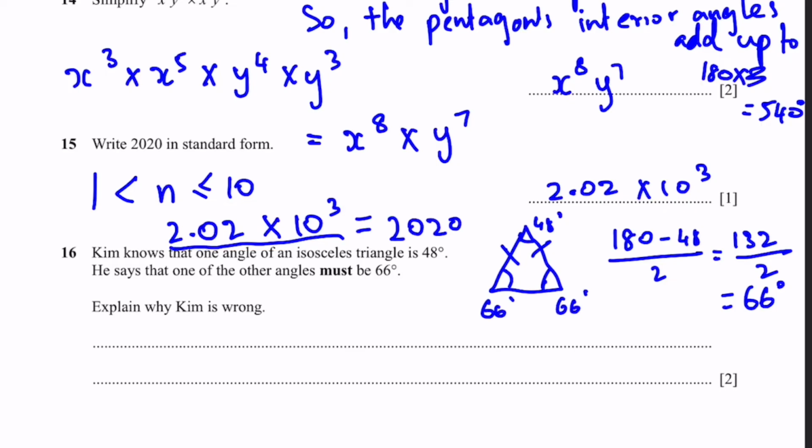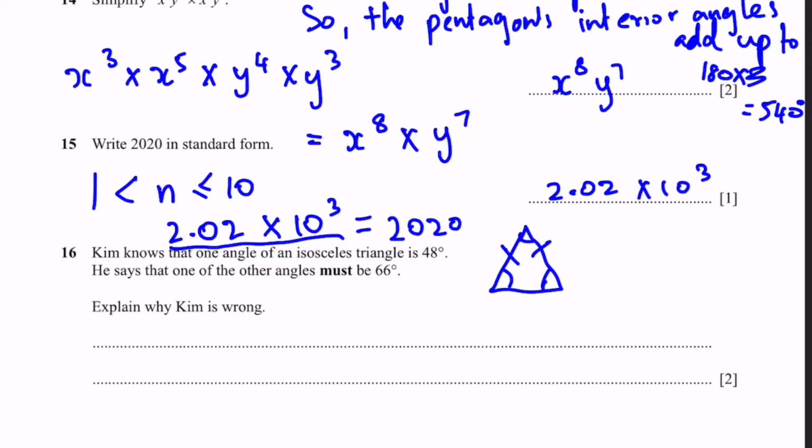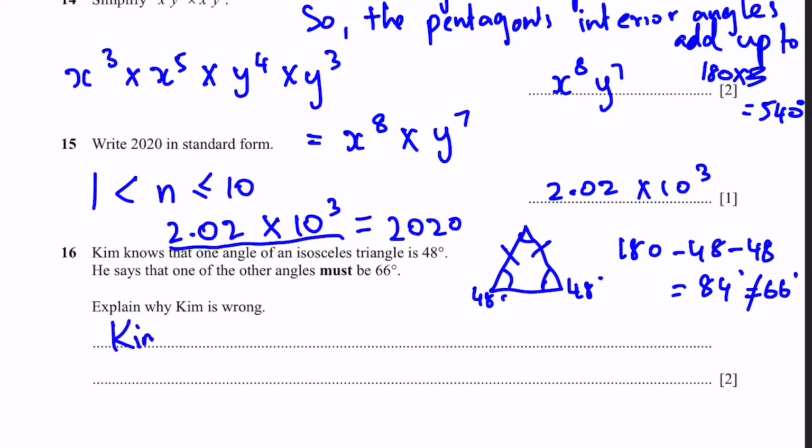Oh, that means that he's correct, right? No, he isn't. It doesn't necessarily have to be the top angle that has to be 48 degrees. It could be that these two angles are 48 degrees. So it's 180 minus 48, which is equal to 180 minus 96. That's equal to 84 degrees, which is not equal to 66. Therefore, Kim is wrong.